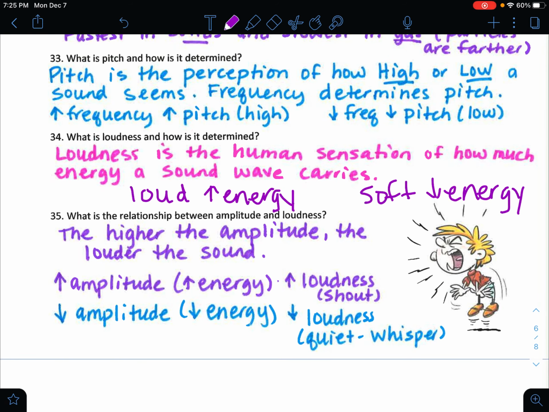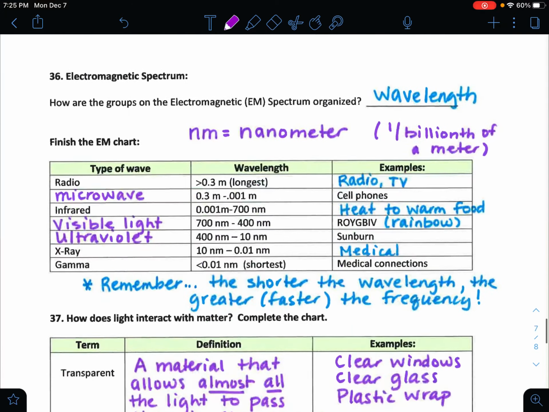Okay, what is the relationship between amplitude and loudness? The higher the amplitude, the louder the sound. If you're shouting, you're putting an awful lot of energy behind that, so it's going to be very loud. But if you don't put very much energy, if it's a low amplitude, then it's going to be quiet. It's going to be like a whisper.